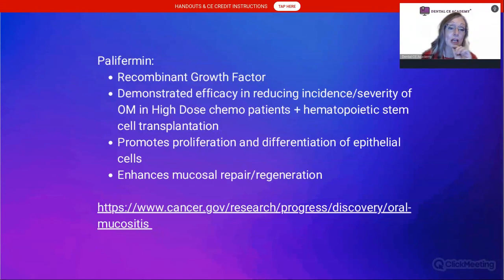Okay, palifermin is a recombinant growth factor. Demonstrated efficacy in reducing the incidence and severity of oral mucositis in high-dose chemo patients and hematopoietic stem cell transplantation. Promotes the proliferation and differentiation of epithelial cells and enhances mucosal repair regeneration.